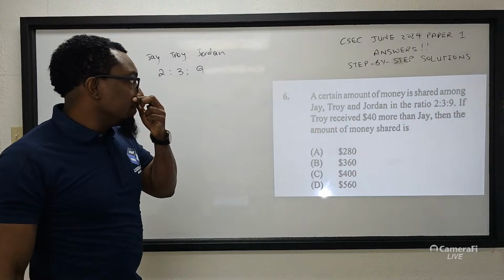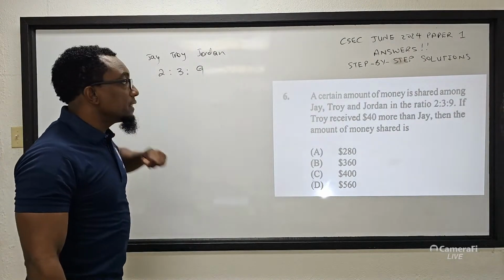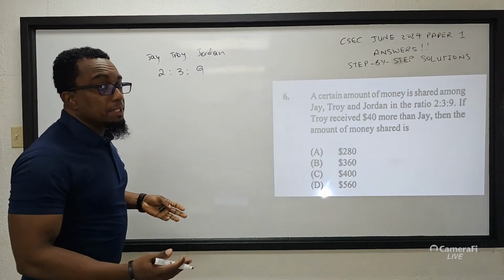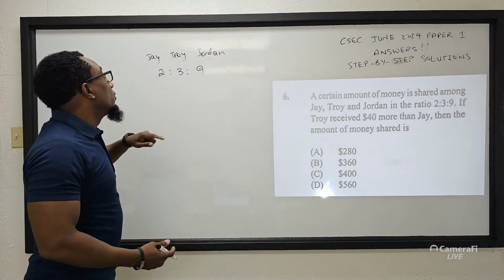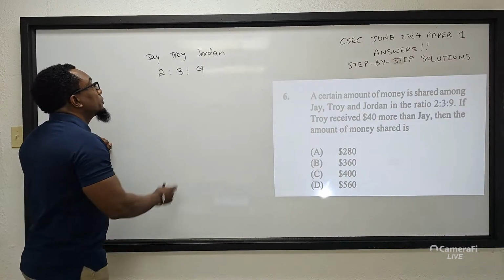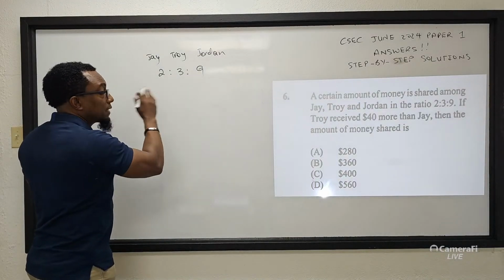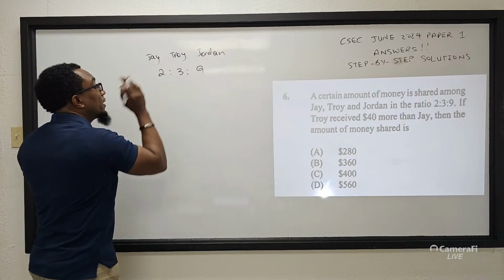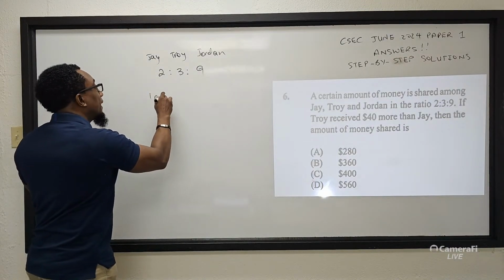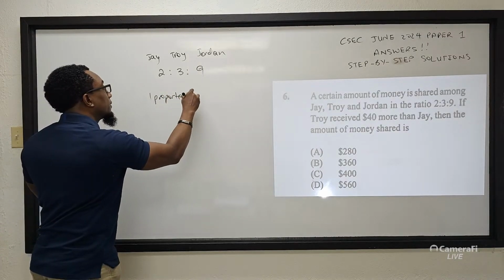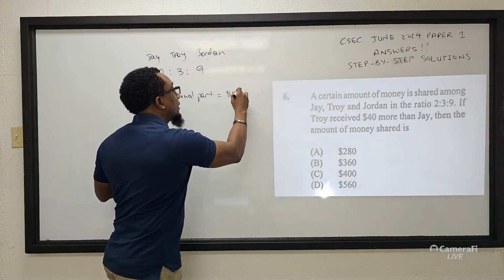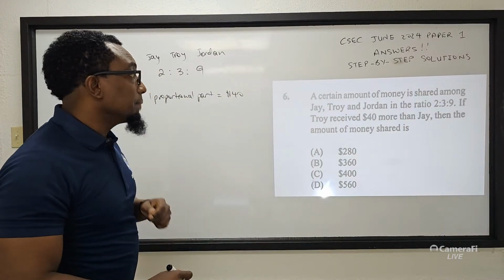So it says if Troy receives 14 more than J, what we're going to simply do is establish a proportional relationship. Since Troy receives 14 more than J, we can simply subtract 2 from 3 to give us 1. We subtract the proportional parts here. Troy receiving 14 more than J, so this will be 1 proportional part, which is equal to $40, establishing a proportional relationship.